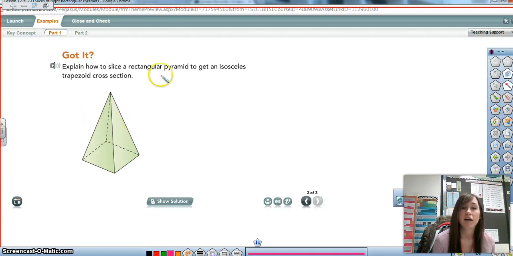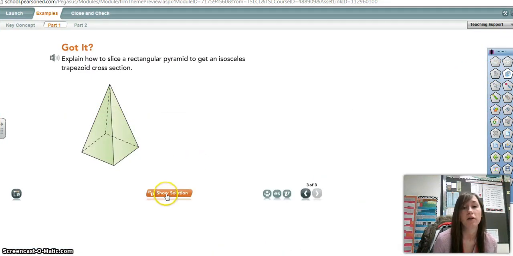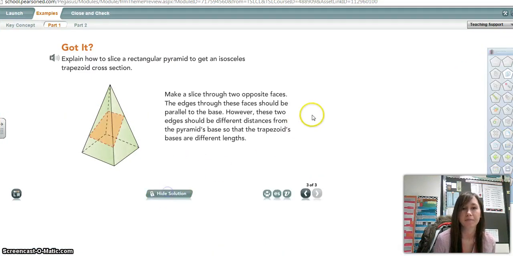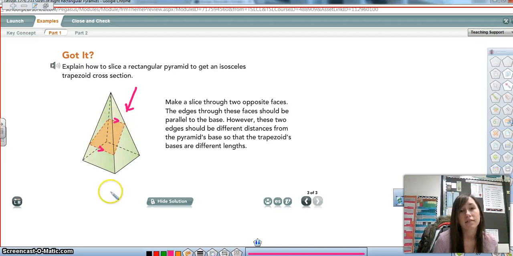Well, we have to cut it at an angle. Not vertical, not horizontal, but at more of an angle. Here's the example. If you cut kind of at an angle, like down this way on the shape, you will get a trapezoid. So this side would be parallel to this side, and it would be an isosceles trapezoid, because the measurement of this side and this side would be congruent or equal.